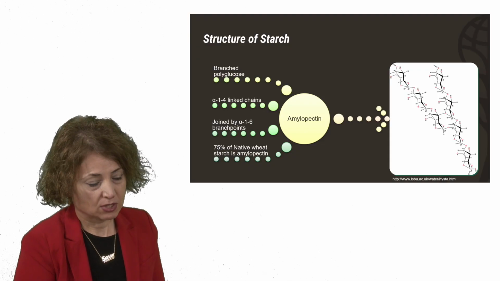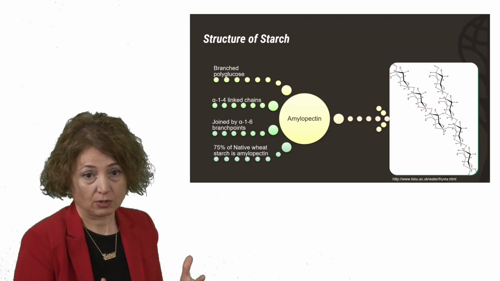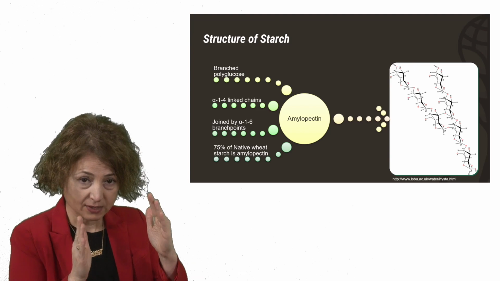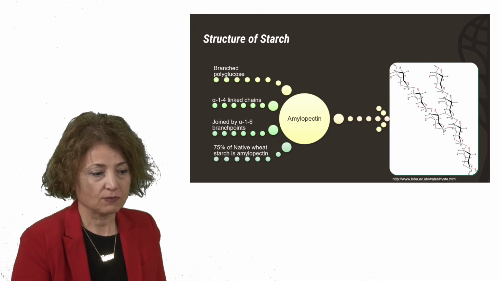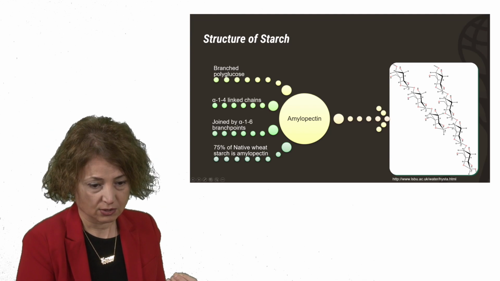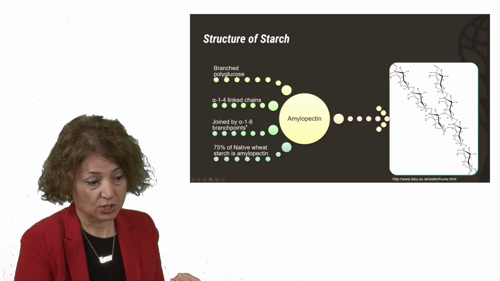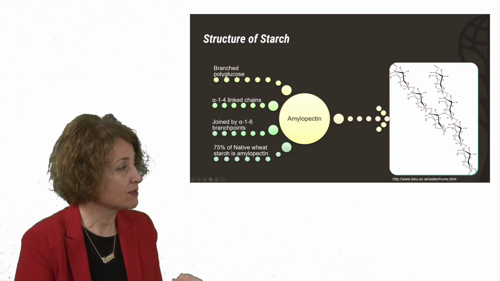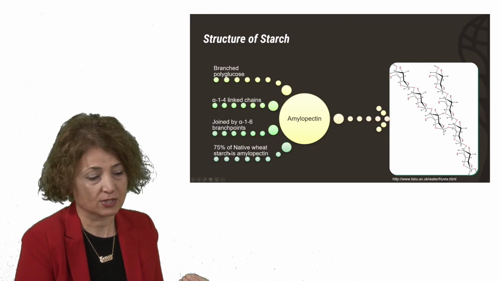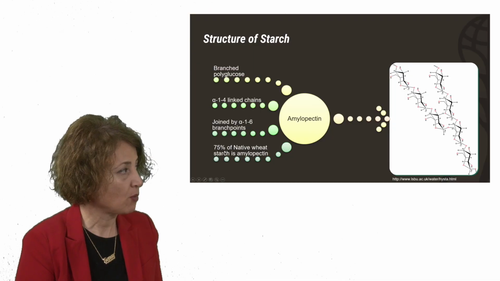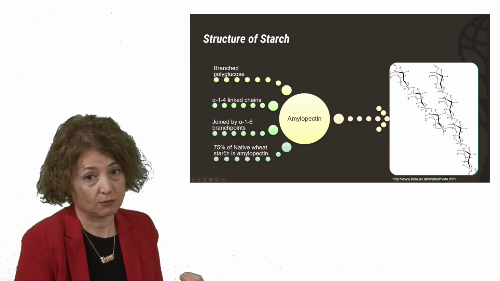Amylopectin is the bigger molecule. Amylose is smaller in size and linear. In amylopectin, we have 1,4 linkages, but then there are branching points, the 1,6 branching points. Most of the starch in native wheat is amylopectin, so 75% is going to be amylopectin.